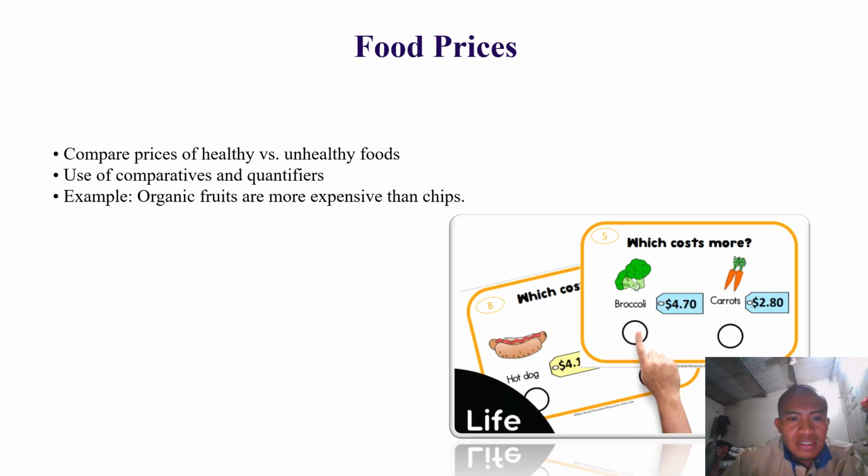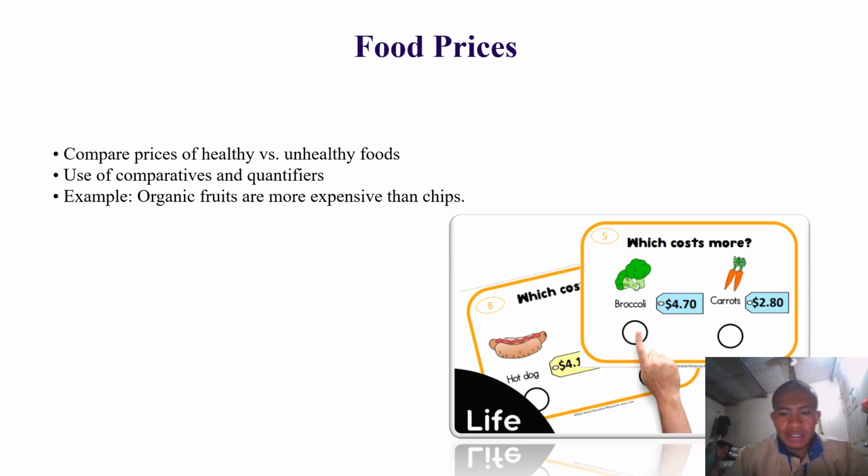Food prices. When we go shopping, we have to check the prices. If we have a budget, we have to know how much money we have and compare prices and see if the food is healthy or unhealthy. We have to compare if we are really serious about our health, because this is a responsibility of ourselves to eat healthy. We compare prices.